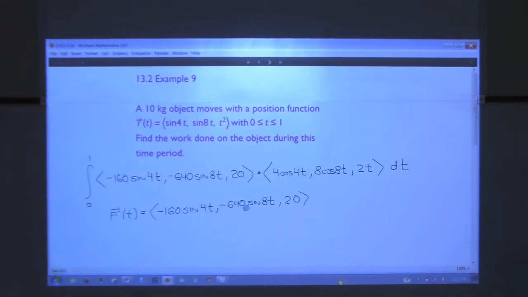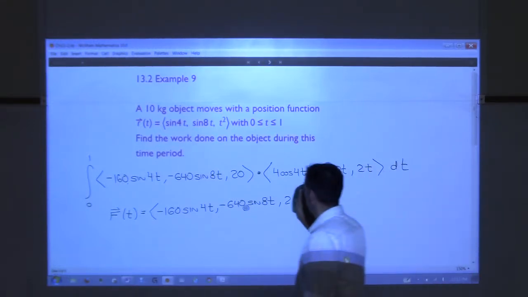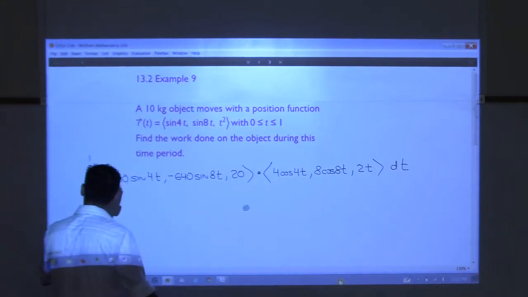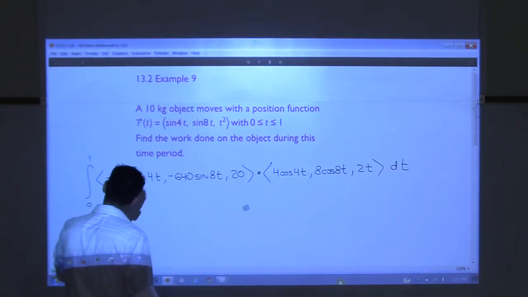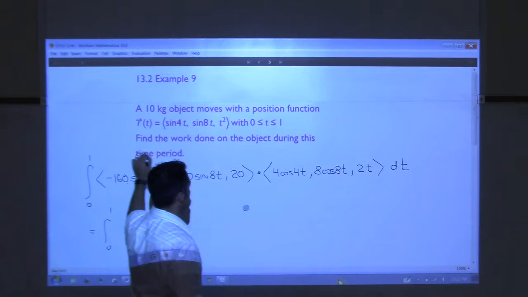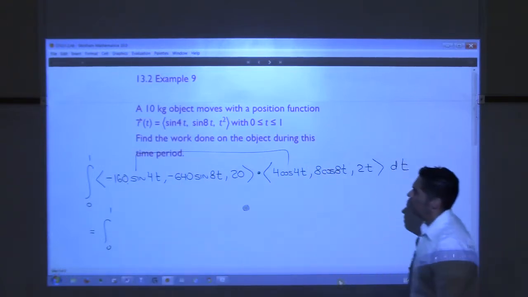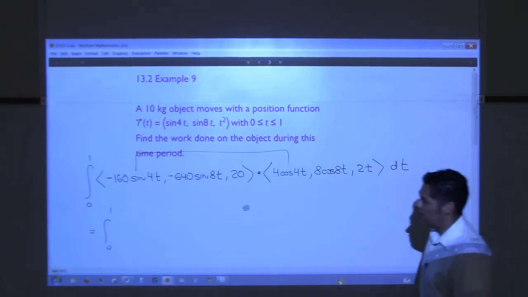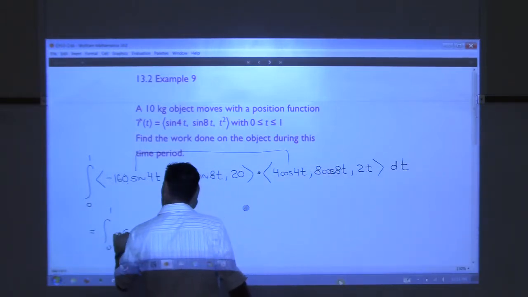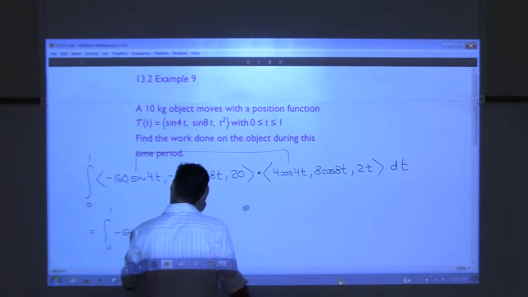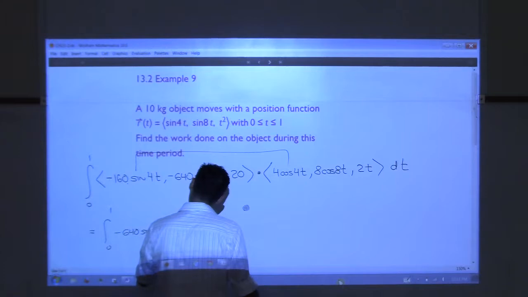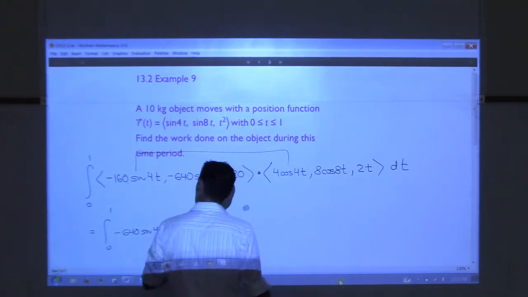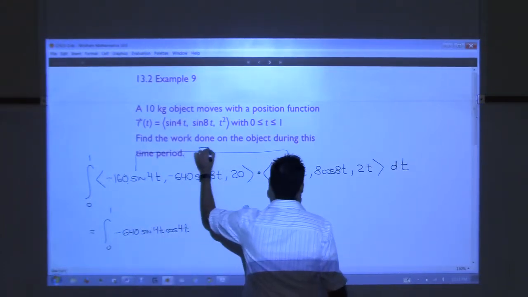Shall I continue? Okay. When we dot this, we're going to do the integral from 0 to 1. Dotting, we just multiply. So those two multiply together: negative 640 sine 4t cosine 4t. Okay, next multiplication, these two together.